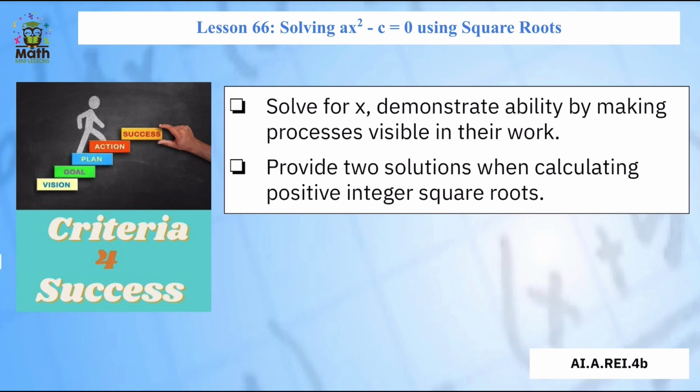Welcome to lesson 66. We're going to solve quadratics that are in the form ax² minus c equals 0 using square roots. So pretty much they look like binomials on one side of the expression equal to 0. Here's our CFS. We're going to use algebra basically to solve for x. And make sure you keep all your work on the page to demonstrate you know how to solve this type of equation with a square root. And we're going to provide two solutions when calculating the positive and negative square roots.